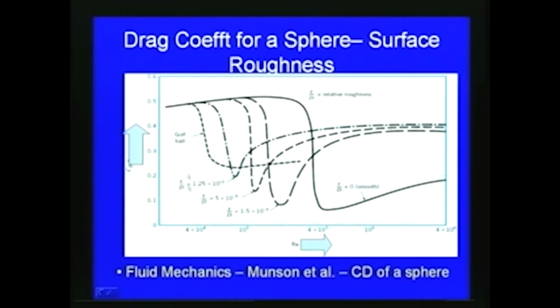So, for various values of epsilon by d, where epsilon is the roughness and d is the diameter of the sphere, the coefficient of drag changes with Reynolds number like this. Epsilon by d equal to 1.25 into 10 to the power minus 2 gives this curve, epsilon by d equal to 5 into 10 to the power minus 3 gives this curve, and epsilon by d equal to 1.5 into 10 to the power minus 3 gives this one. And this is the smooth case, where epsilon by d is almost 0, that means epsilon is very small and the surface is very smooth.